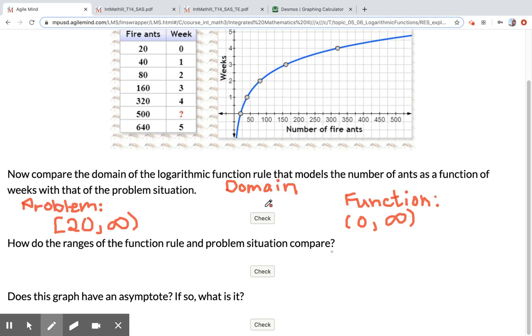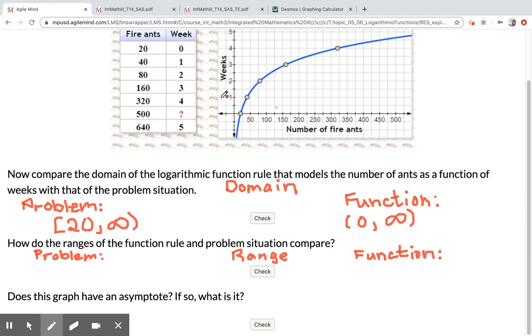And again, let's take a look at the range. So if we're looking at the ranges, we've got some ranges here. When dealing with the problem situation and dealing with the function, remember that range is y. Remember that it's the same as the domain on the last function, on the last graph we were looking at. So range is y. I'm going to start by looking at the function this time.